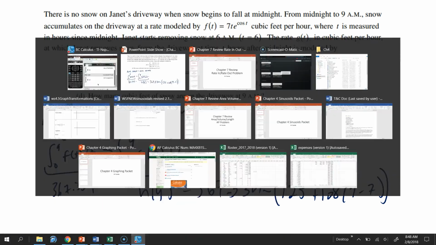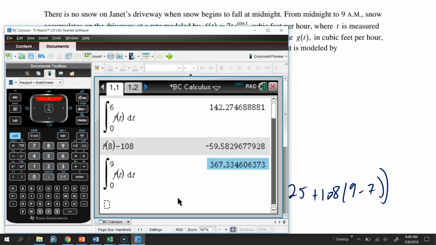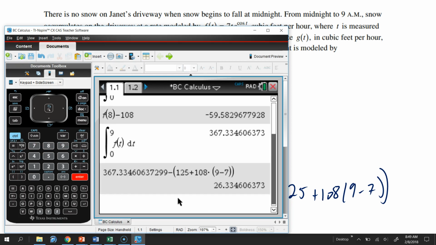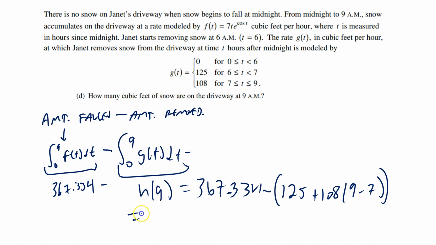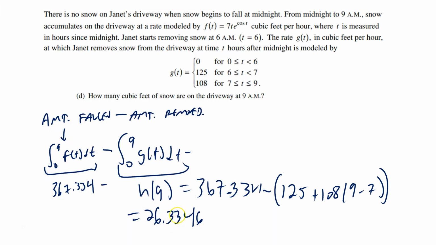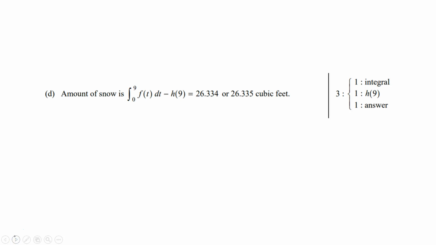So let's go to our calculator. So we got our 367.334. Then we subtract, in parentheses, 125 plus 108 times 9 minus 7. 26.334. So she wasn't able to remove everything. There's still some snow left on her driveway. I'd probably put one more number in there, maybe 6. Okay, and that would be feet cubed. But they don't ask for units, so I'm not going to give them if I don't want to, right?